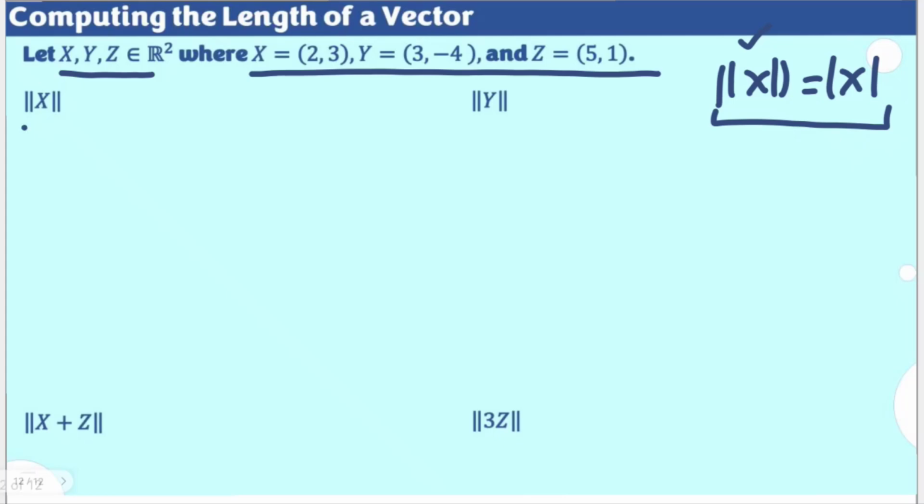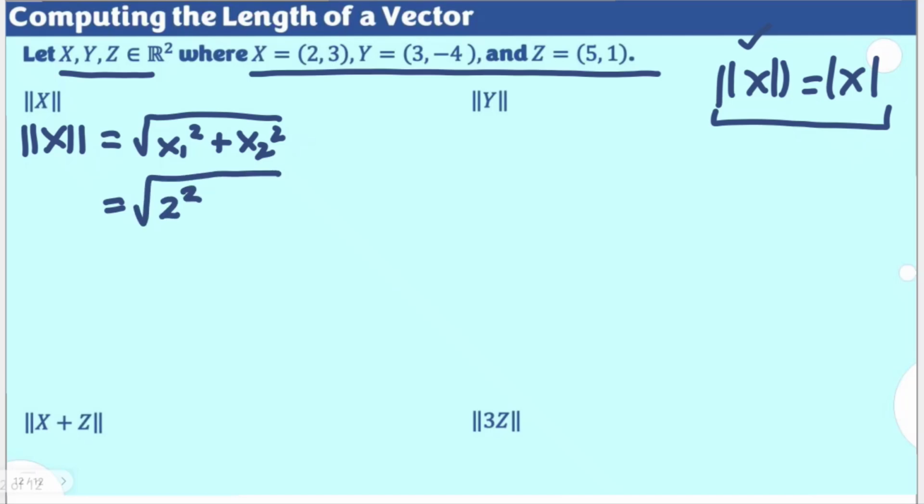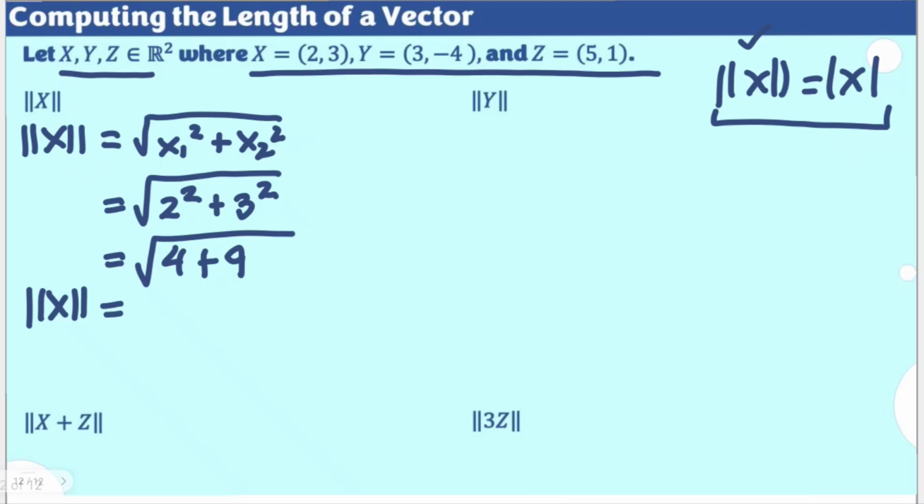So for the first one, the norm, or length, of x is just equal to the square root of the sum of the squares of the components of the same vector. This is in R2, so we only have until here. By substitution, the components of x give us 2 squared plus 3 squared. That's actually the square root of 4 plus 9. Therefore, the length of vector x is equal to the square root of 13. If you would like to, you can always place units, but generally it's already okay with this. Or again, generally for some, we have units because we're talking about the length.